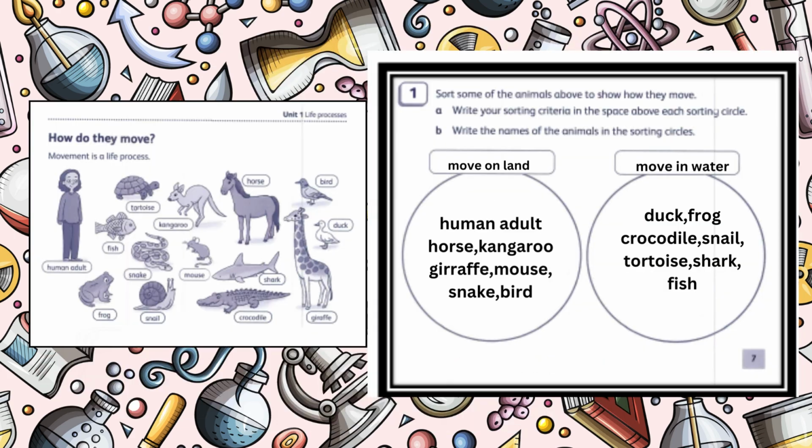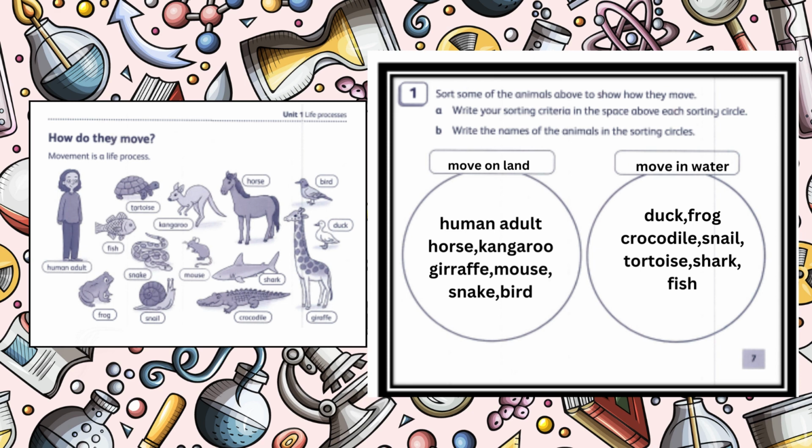Now, page 7. How do they move? Movement is a life process. So, you can see there are living things, they can move. So, in exercise 1, sort some of the animals above to show how they move. A. Write your sorting criteria in the space above each sorting circle. B. Write the names of the animals in the sorting circles. So, you can see there are animals that move in water or move on land.